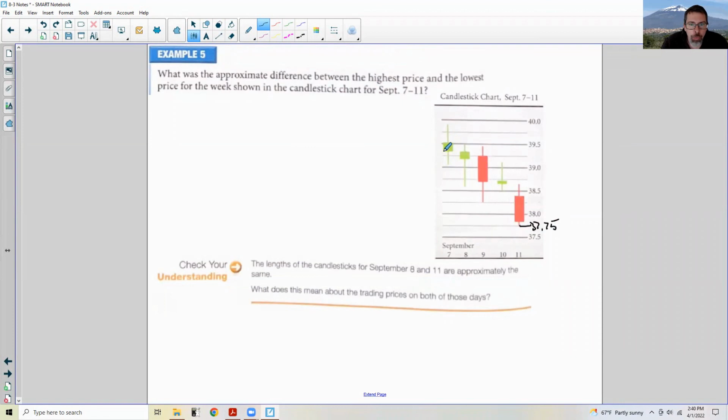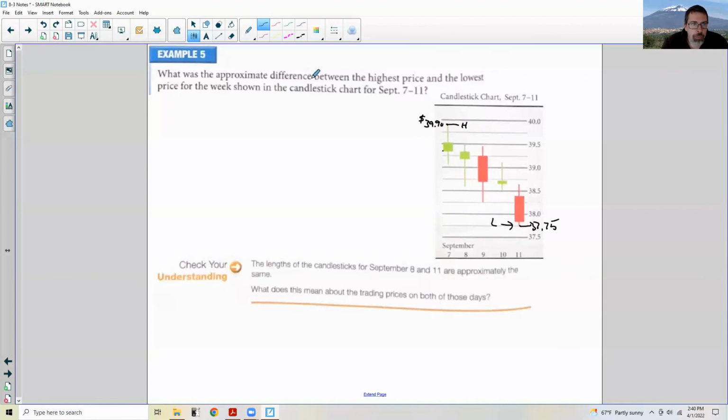Started the week opening here. So it opened Monday morning right there at 39.20, between 39.25, 39.30, 35, somewhere around there. It got all the way up to here. High of the day was 39.75. That's about 39.90, I would say, approximately. So here's the high and here's the low.